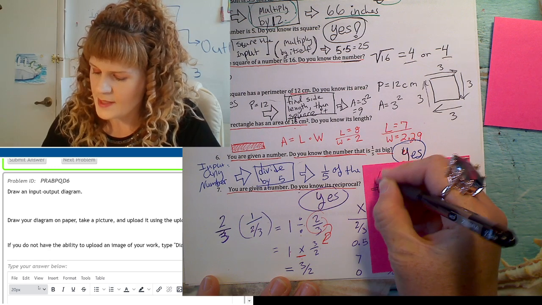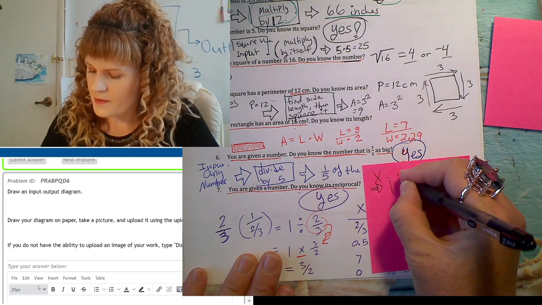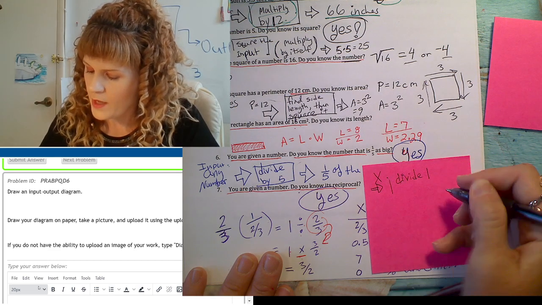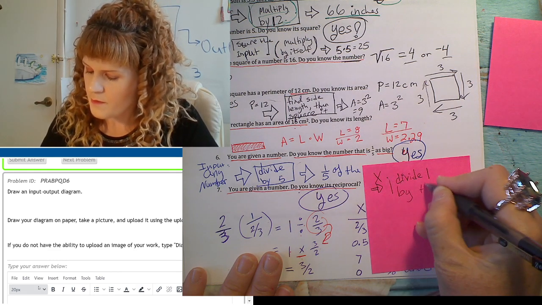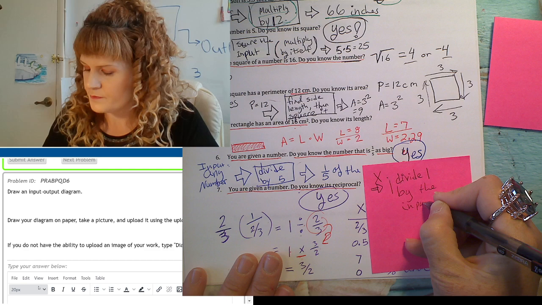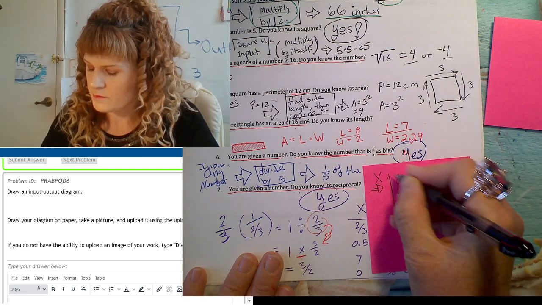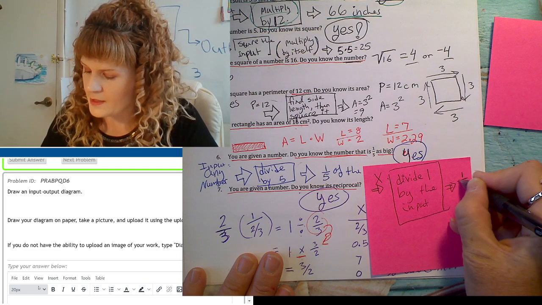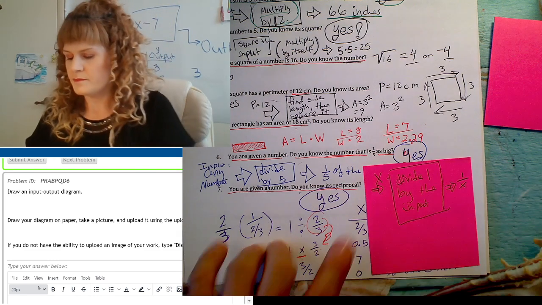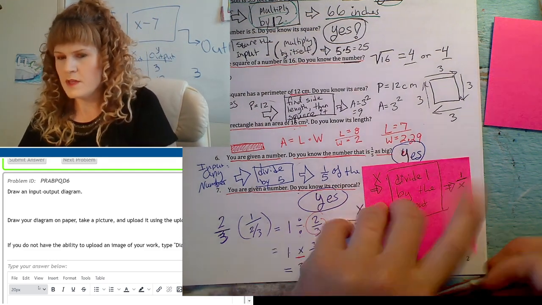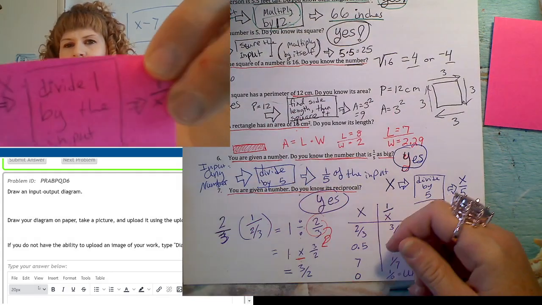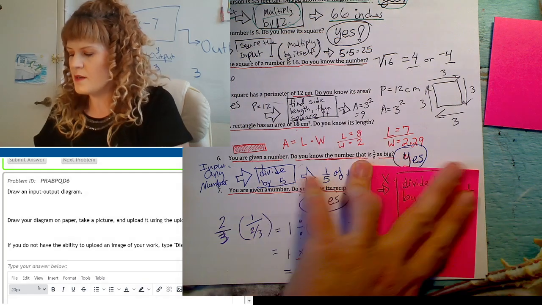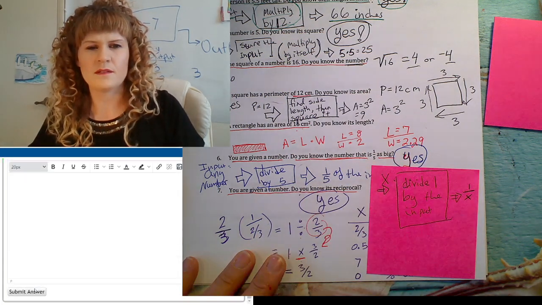Okay, input is any number x, and then the rule is divide 1 by the input. And then you'll get your output, which is 1 divided by the input. Take a picture. You can hold this right up to your camera and take a picture to submit it or type it in.